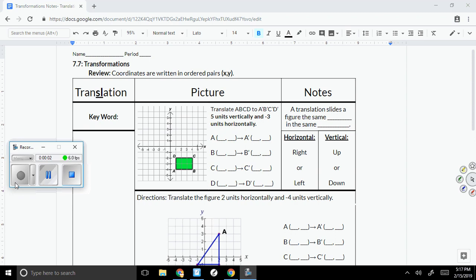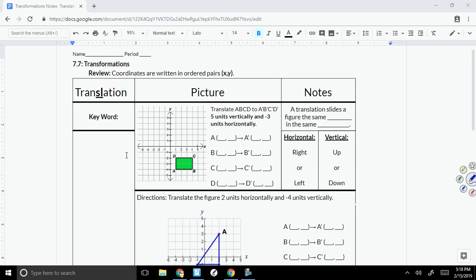Today we're going to be taking notes on transformations, which is our next lesson in our geometry unit. So our first transformation that we are going to be talking about is called a translation. You can see that I underlined and bolded that SL in translation, and that's because that is our little clue word. Our key word for translation to help us remember is slide. So whenever I say that we're going to translate a figure, I'm really sliding that figure along the paper.